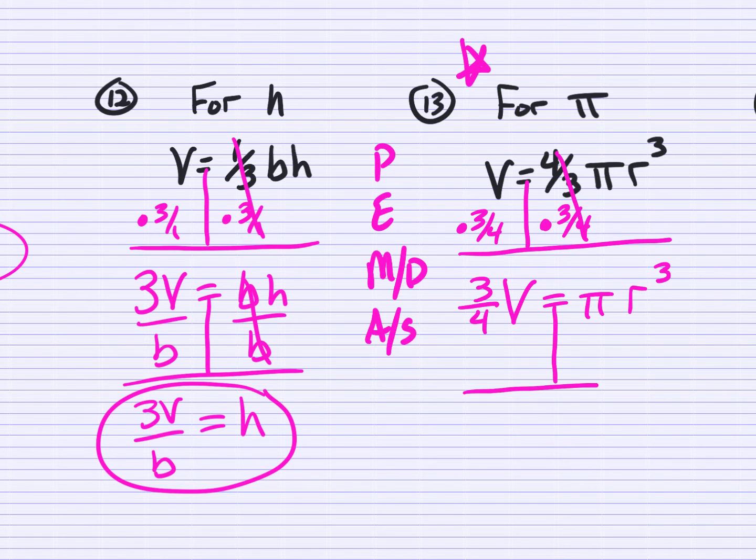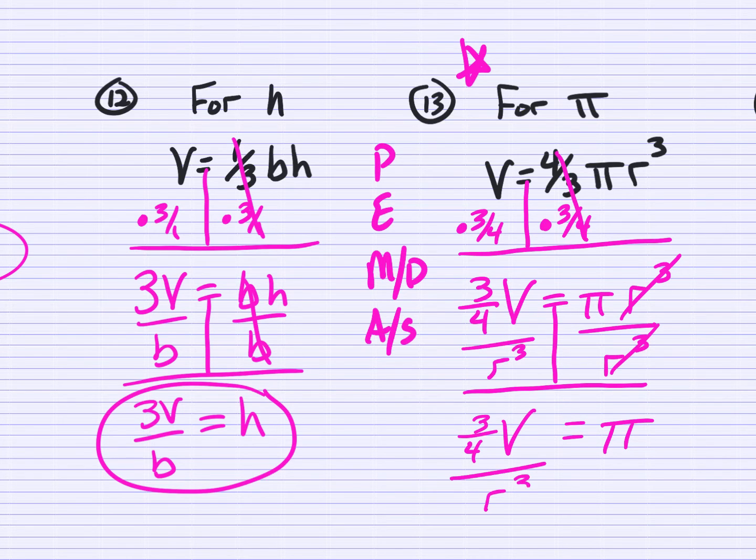Now again, we're trying to get the pi symbol all by itself. Well, it's written right next to an r cubed, which means multiplying. The opposite of multiplying by r cubed would be dividing by r cubed. And for purposes of this class, I'm going to allow you to leave your answer just like that. Okay? So if you want to put 3/4v divided by r to the third, I will let you leave it like that and you will get credit.